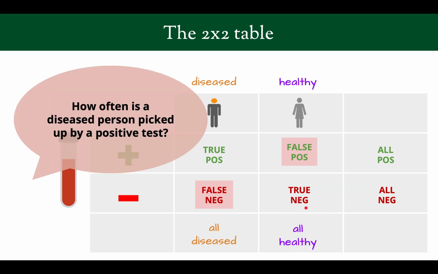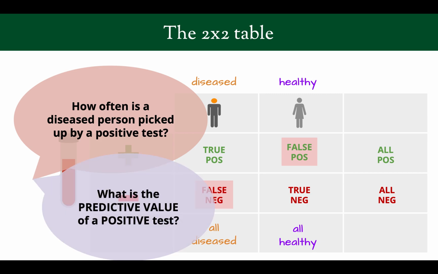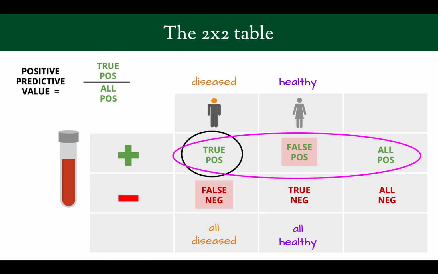Now we can look at it a different way. We could say, how often is a diseased person picked up by a positive test? This is called the positive predictive value. When a test is positive, how often does it predict disease? This is different from what we were saying with sensitivity and specificity, and you'll see when I draw it out that we're now going across the rows, right? So in all positive tests, how often was it correct? How often did it predict that someone had the disease? We would say all positives in the denominator and true positives in the numerator.